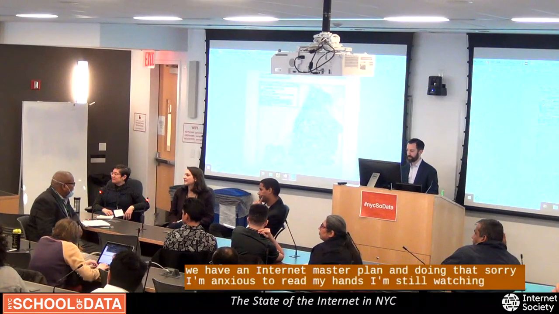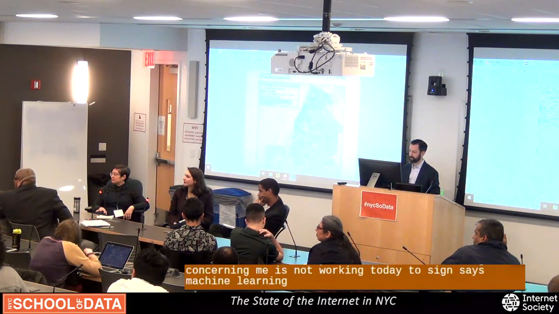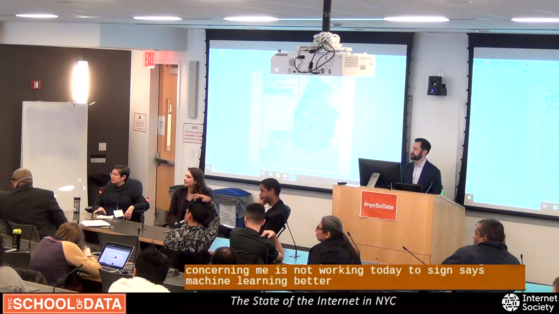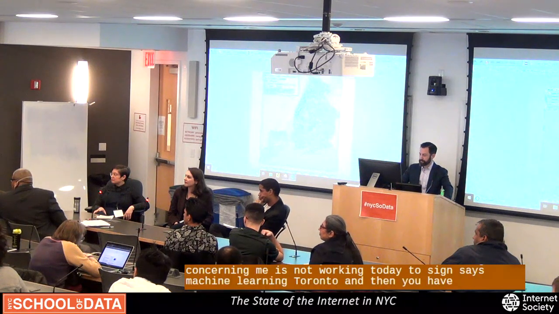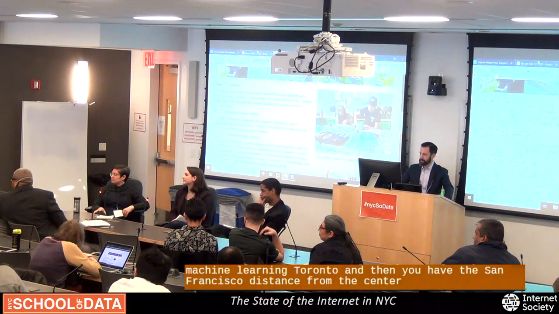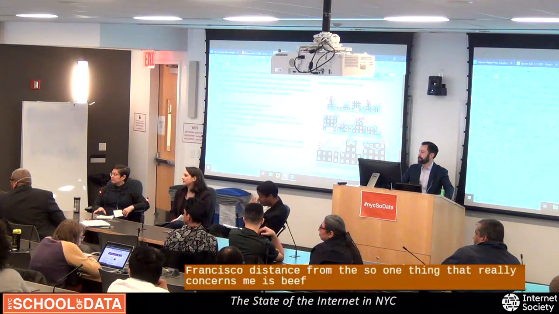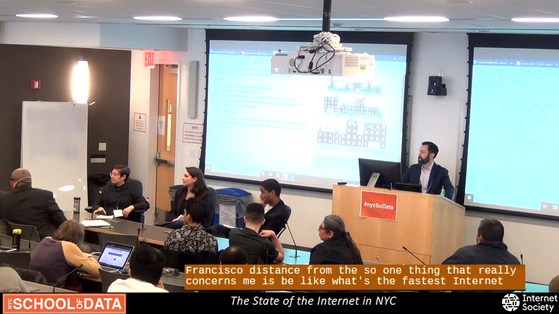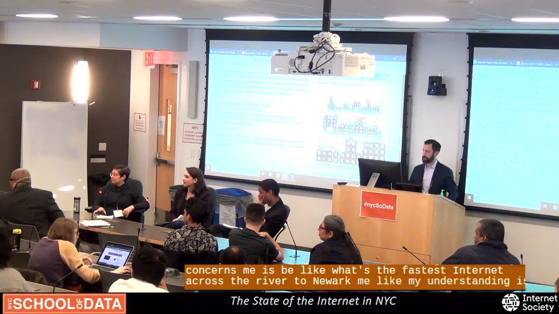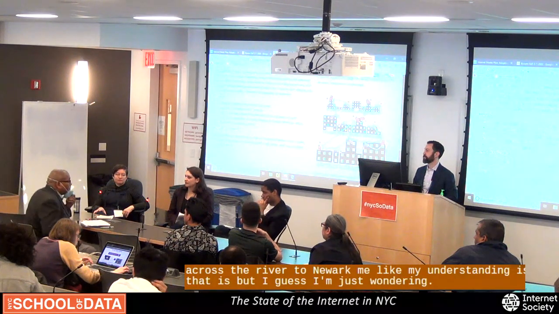So one thing that's concerning me is, I work in the data science and machine learning field, and all the companies I'm competing against, or my colleagues work at, none of them are in New York City. The nearest competitor is in Toronto, and then you have San Francisco, and a huge reason for that is the distance from the data centers and, when you talk about computational load, the speed of the internet connection. So what's the fastest internet connection you can get from here to, let's say, across the river to Newark? My understanding is that it's inadequate, but I'm wondering if that's something you're addressing, and is there any data that you are trying to get?